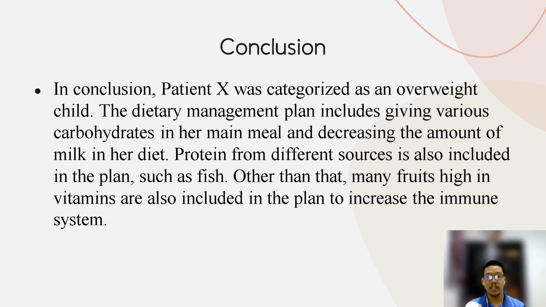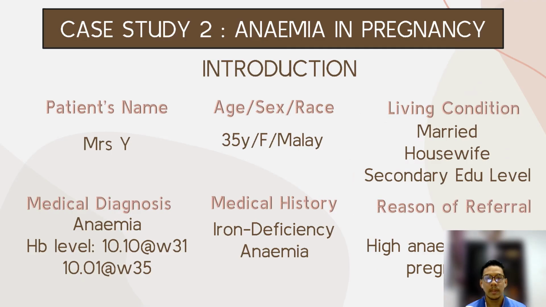In conclusion, patient X was categorized as an overweight child. The dietary management plan includes giving various carbohydrates in her main meal and decreasing the amount of milk in her diet. Protein from different sources is also included in the plan, such as fish. Other than that, many fruits high in vitamins are also included in the plan to increase the immune system of her body. Now we move on to the next case study, which is anemia in pregnancy.